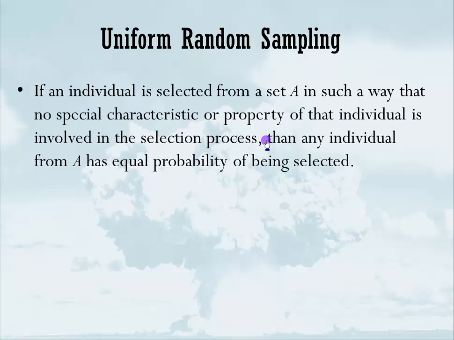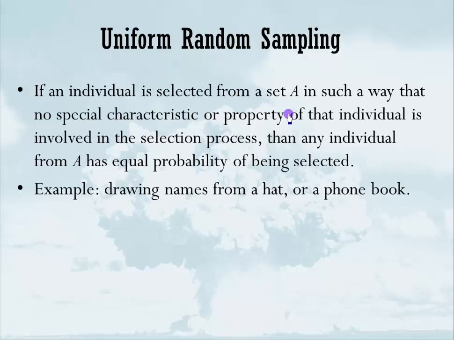Now, the principle of uniform sampling says that if an individual is selected from a set A in such a way that no special characteristic or property of that individual is involved in the selection process, then any individual from A has equal probability of being selected. This is a standard principle of statistics that's used in surveys or other statistical tests all the time. For example, if you draw names from a hat, then any name has equal probability of being selected, as long as the pieces of paper that the names are written on are basically identical.